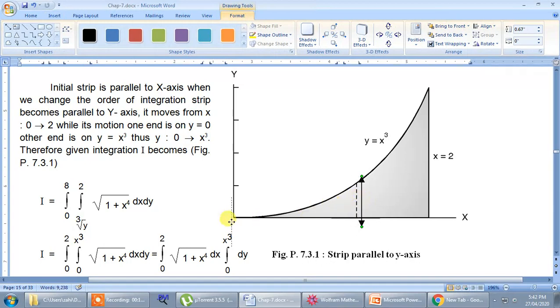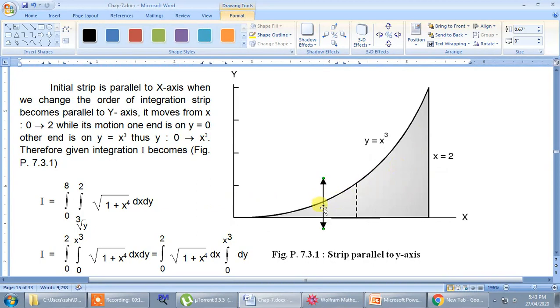So that strip moves from this point because it is the start of the region of integration. So it is moving from the y axis, that is x equal to 0, to x equal to 2. Note that this point of contact is x equal to 2, y equal to 8. So it is moving from x equal to 2 and y equal to 8. The strip moves like this.